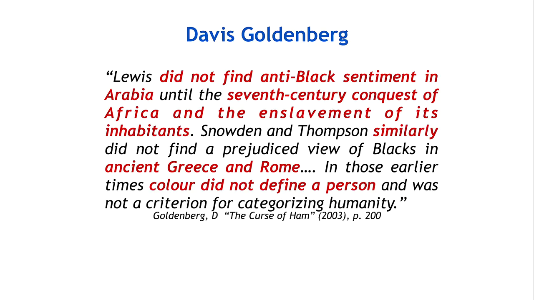Davis Goldenberg continues on, and he says, Lewis did not find anti-black sentiment in Arabia until the 7th century. Look at the date. Until the 7th century conquest of Africa and the enslavement of its inhabitants. Snowden and Thompson similarly did not find a prejudiced view of blacks in ancient Greece or Rome. In those earlier times, color did not define a person and was not a criterion for categorizing humanity. In other words, what they're saying is that when Thompson and Snowden and Lewis look back at the whole history of slavery, they found that this idea of colorism, of black being bad, black being evil, black being part of the deviltry, was introduced uniquely by Islamic scholars.